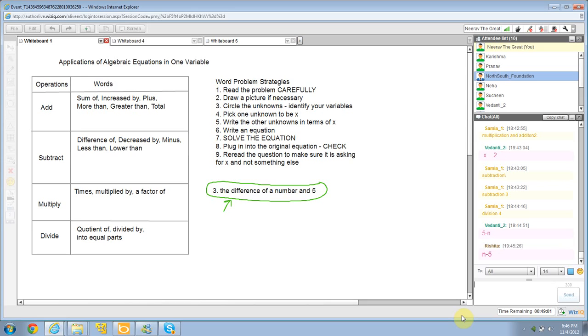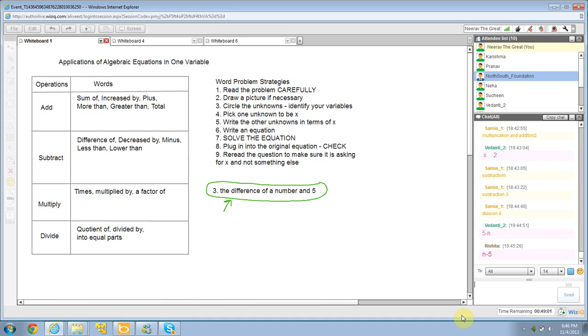Because it's 3 times the number, so 3 times x decreased by 4, so minus 4. Okay, so for example, first I'm just going to show you guys how we do it, and then I'll start giving some sample sums. The sum of twice a number and 8 is 26. Find the number. So how do we do this?